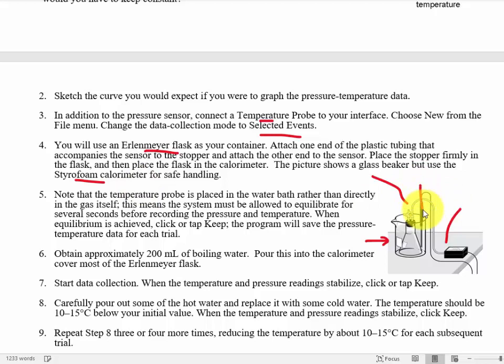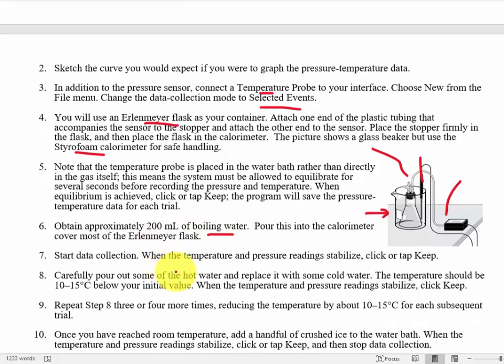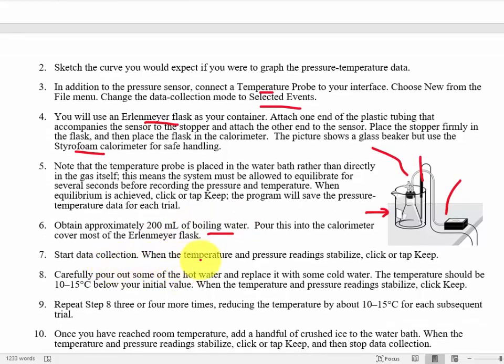You're going to stick the temperature probe in right here, and you're going to pour about 200 milliliters of boiling water. 200 milliliters is not a hard and fast number. Just try to cover most of the Erlenmeyer flask. You're going to wait until the pressure and temperature stabilize, and you're going to click keep.